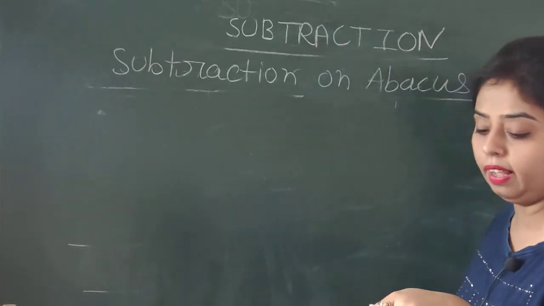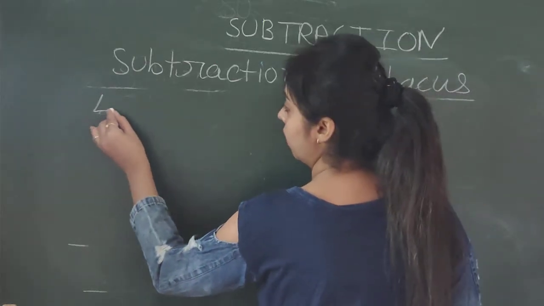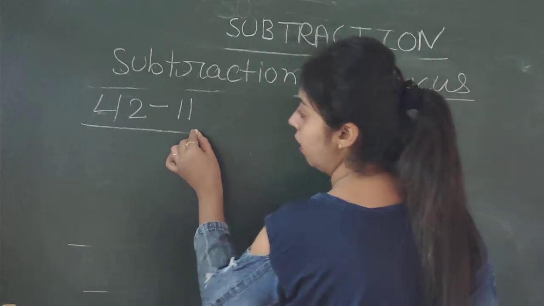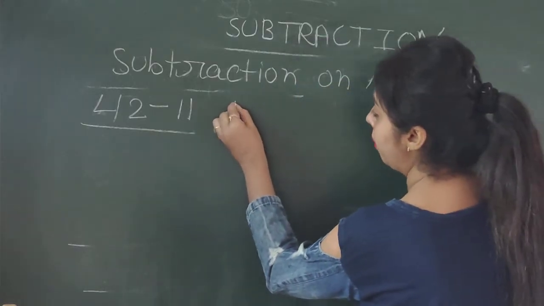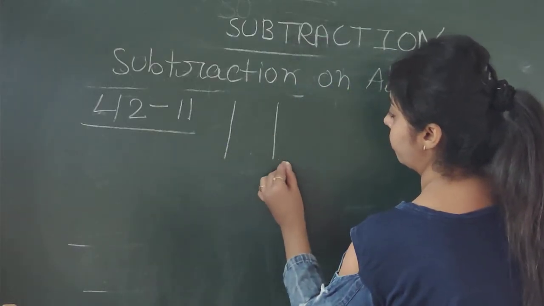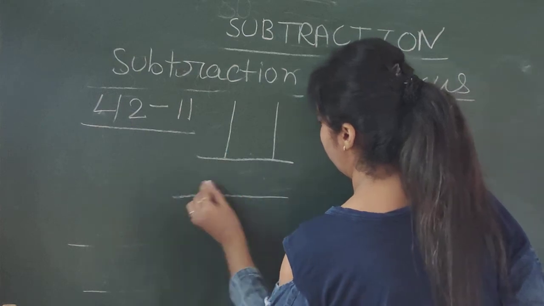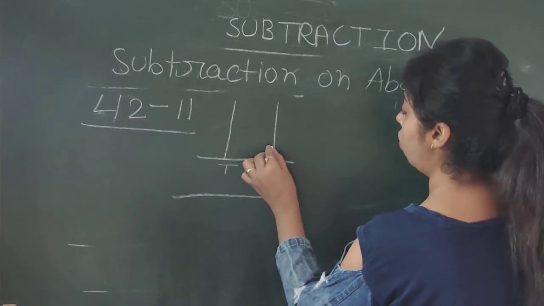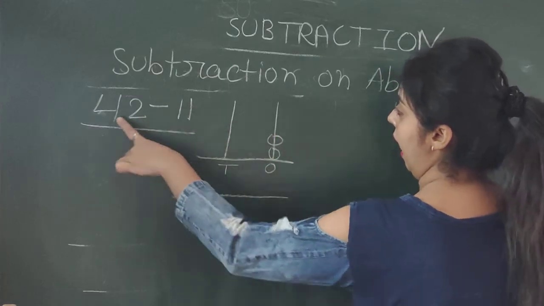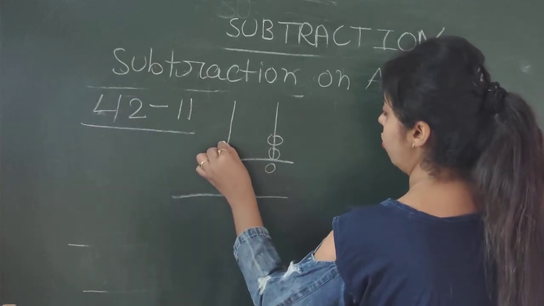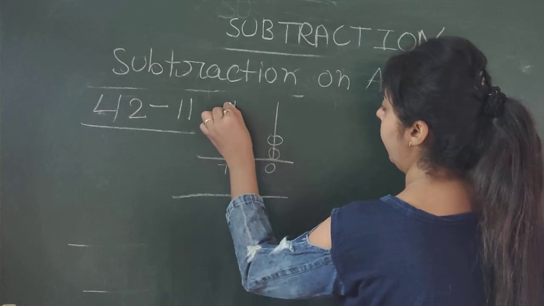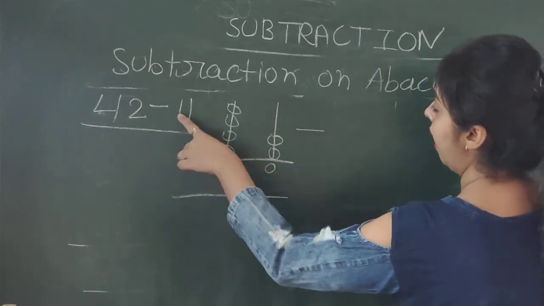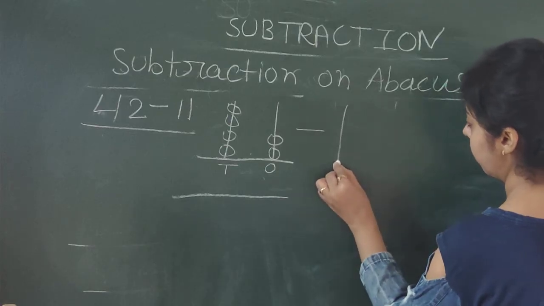42 subtract the 11. Diagram now. Ones and tens. 2 and 4 is the tens place value. 1, 2, 3 and 4. Less the 11.